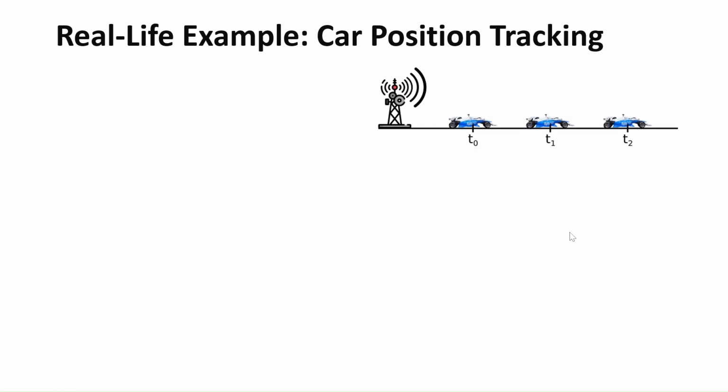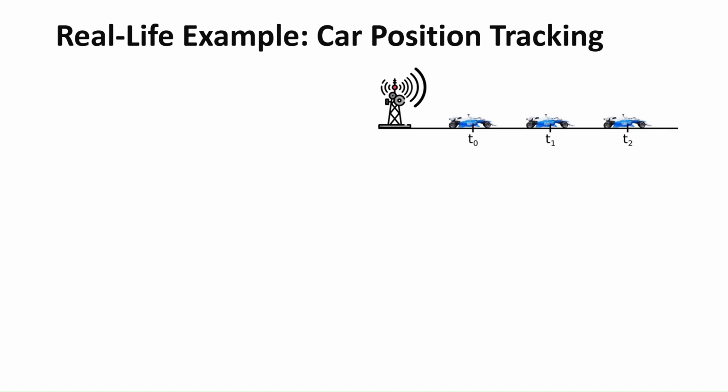In the third and last example, we'll take the case of a car position tracker through a radar. So far we have just used discrete probabilities. But in this case, since the position is a continuous variable, we will not be using discrete probabilities, but we'll be using probability density functions.